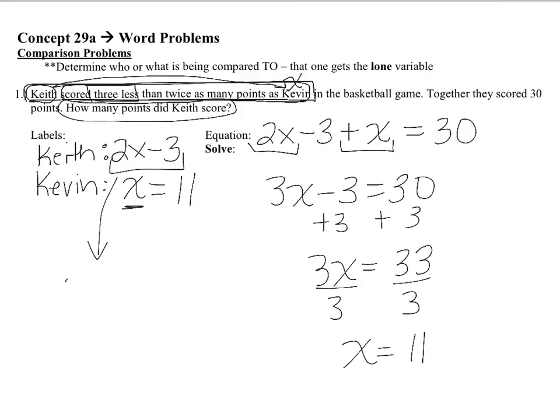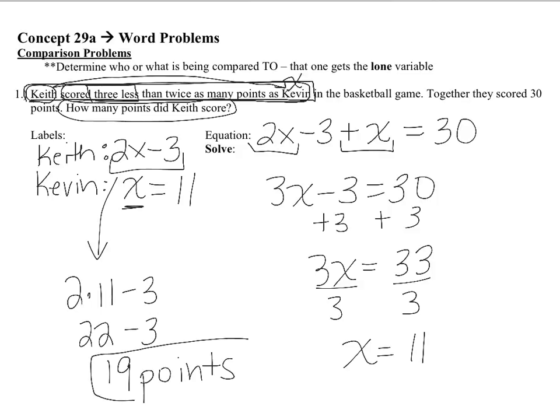So we would do 2 times 11 minus 3, and that would be 22 minus 3, which is 19. So since the question was how many points did Keith score, the answer to the question is 19 points. And at the very end, you always need to circle your answer, the answer to the question. So you'd always have to go back and look at the problem and say, okay, well, what's the actual question? Let's move on to the next one.